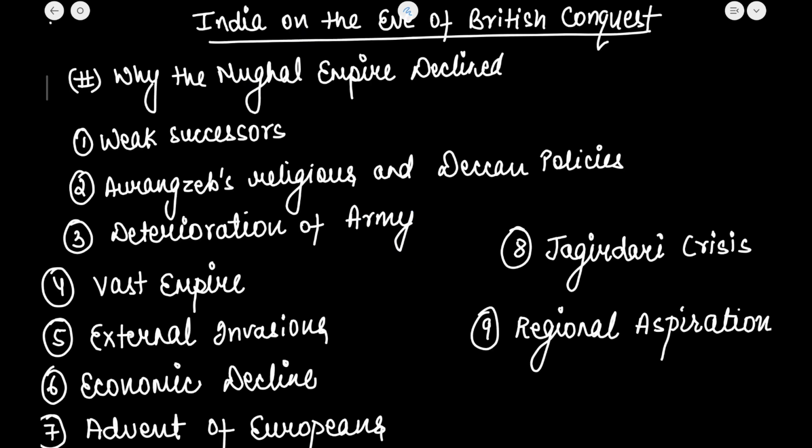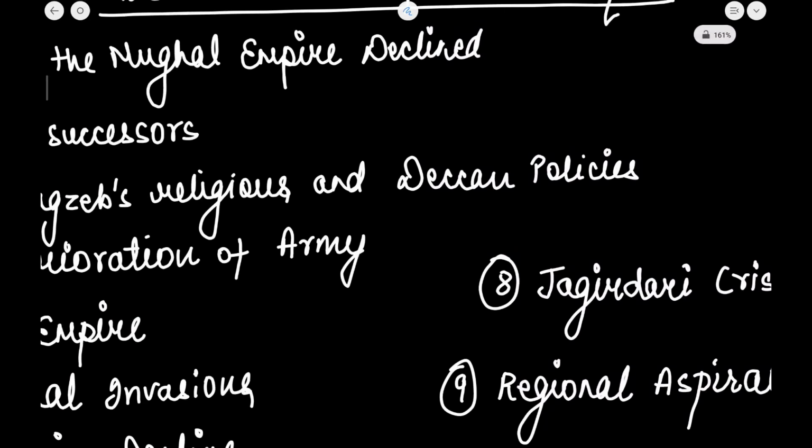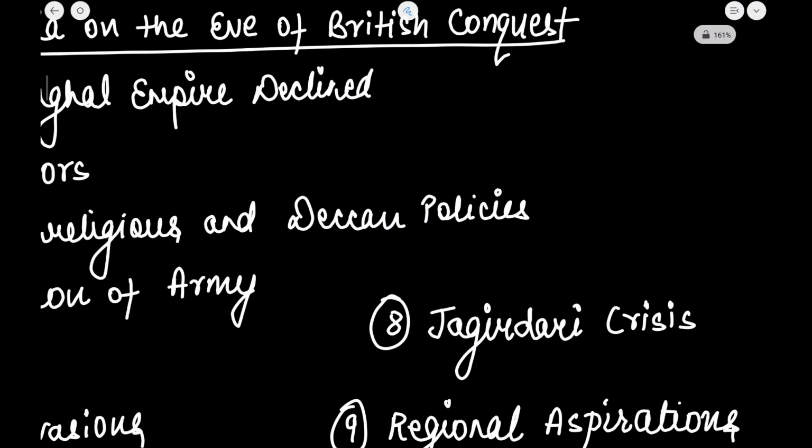Okay. Now, before starting the chapter, let me give you a brief idea about the second chapter, that is India on the eve of British conquest. So, the most important point was, why did the Mughal Empire decline? But before that, let me tell you what was the condition of India when there was the British conquest. First of all, let us see the external condition of India at that time.